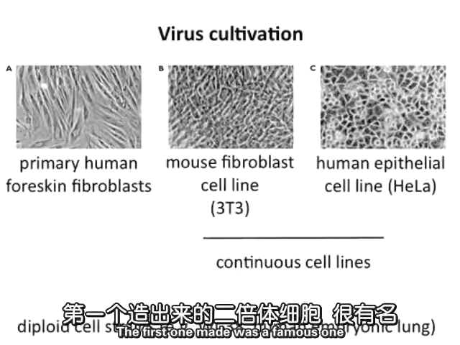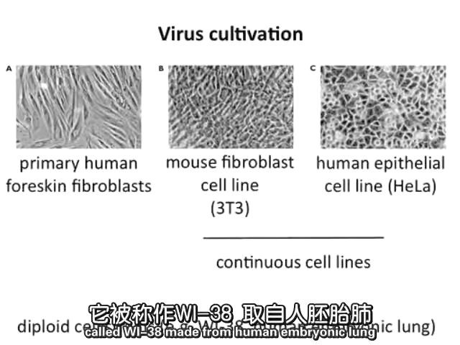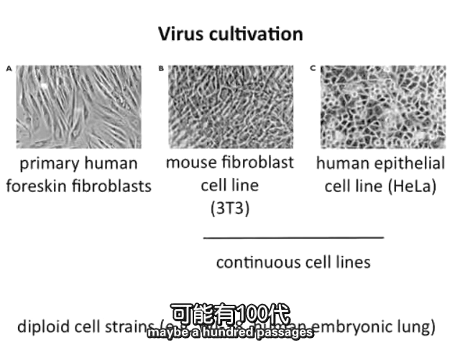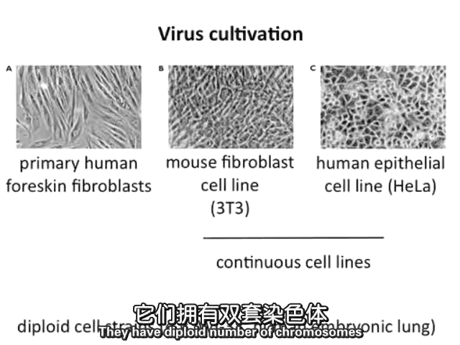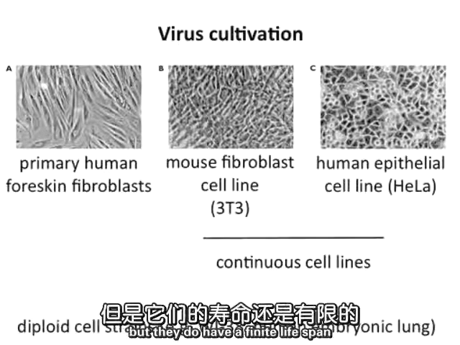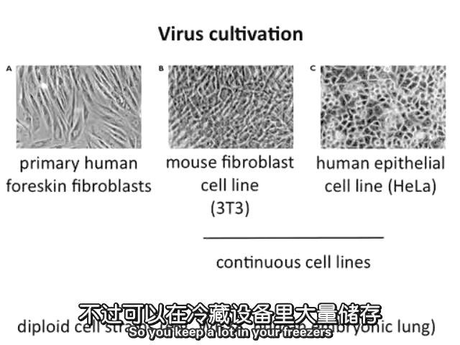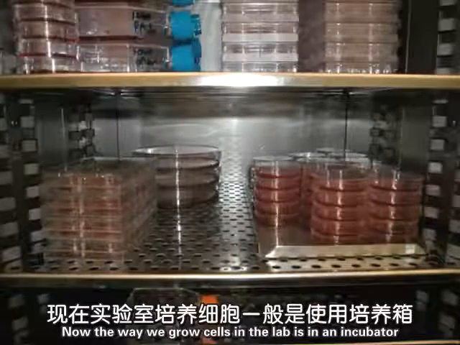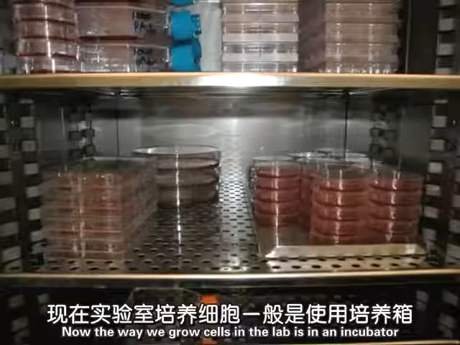The first one made was a famous one called WI38, made from human embryonic lung. And these will grow much longer than primary fibroblasts, maybe 100 passages. They have a diploid number of chromosomes, so they're normal, morphologically normal, they're not transformed, but they do have a finite lifespan. So you keep a lot in your freezer, and when they start to die out, you throw them out and replace them.